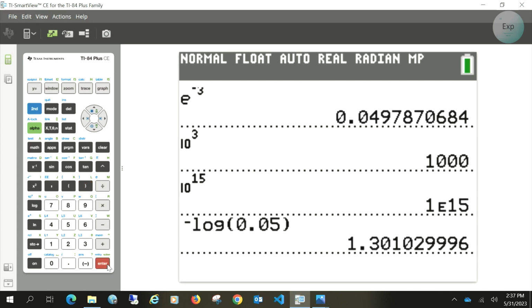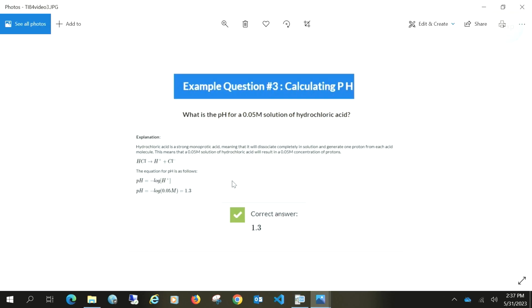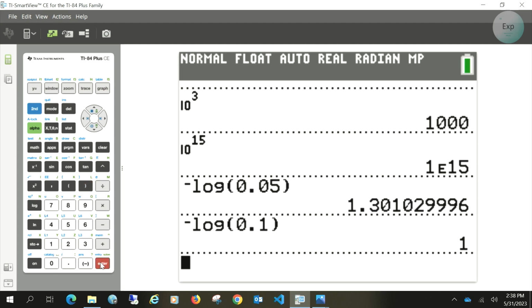Now pH is a scale that runs from 0 to 14. Low numbers indicate acid, high numbers indicate base, 7 right in the middle is neutral. Hydrochloric acid is very acidic. What would be the case if I were to change the problem and replace 0.05 by a higher molar solution, 0.1? If I do that, now I am taking negative log of 0.1. This results in a lower pH, more acidic.